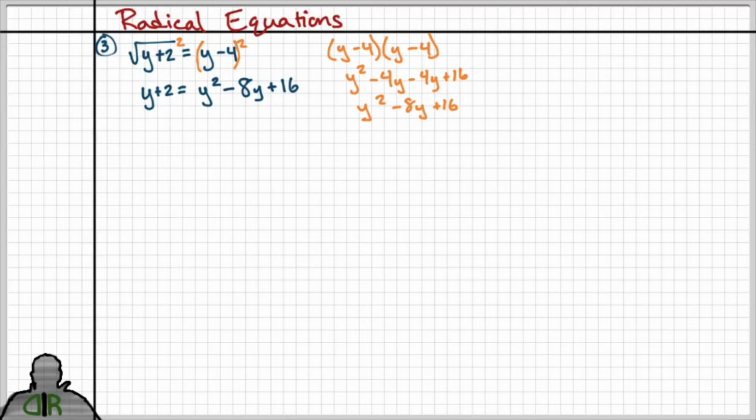Go ahead and don't forget, pause the video if that's too quick for you. If I'm moving too quick, just pause the video and go back to it.